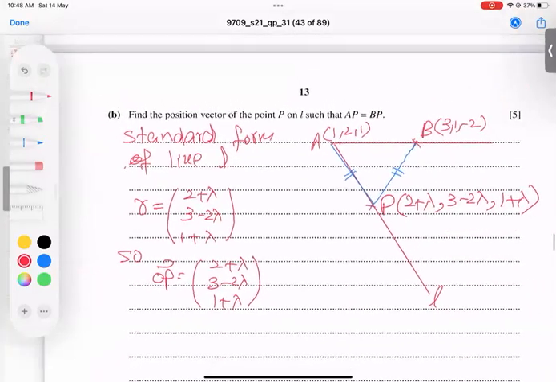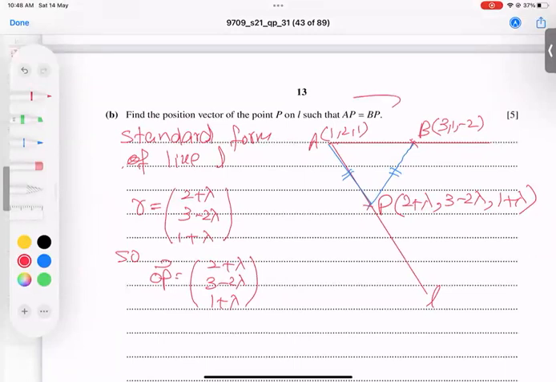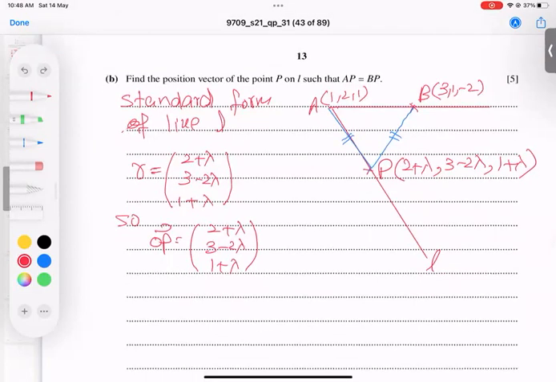Now I can use the distance formula. You're familiar with it, not a hard job. So AP equals BP. The distance formula, all of you know: x2 minus x1 whole square, y2 minus y1 whole square, and z2 minus z1 whole square. Similarly, I can apply it for BP as well. So have a look now. It's a lengthy formula anyway. 2 plus lambda minus 1 whole square, 3 minus 2 lambda minus 2 whole square, 1 plus lambda minus 1 whole square.